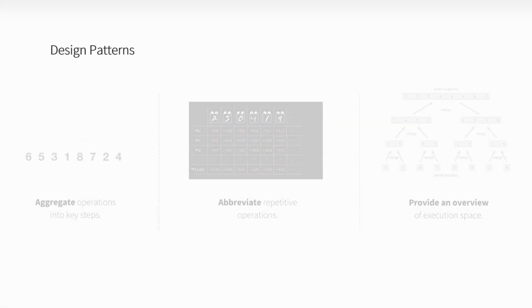To that end, the design decisions in CrossCode are guided by three key patterns that we observed in handmade diagrams and animations. One, that operations should be aggregated into key steps, which are like the milestones of an algorithm. In CrossCode, we assume these milestones to be captured by syntax.